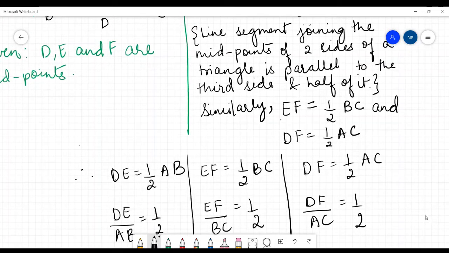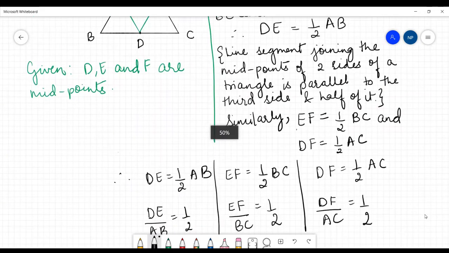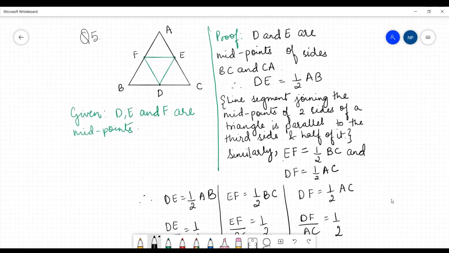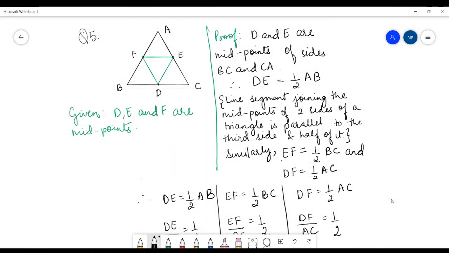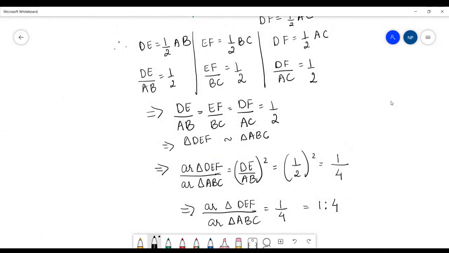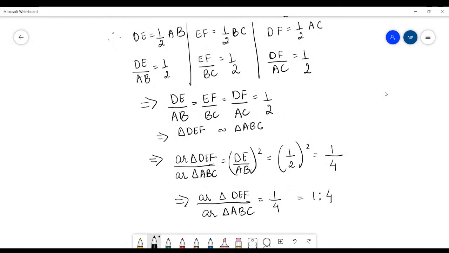This is your complete part here. You can pause it and write. Then this is the rest of the part. I hope it is clear, children. Let us move on to the next one.